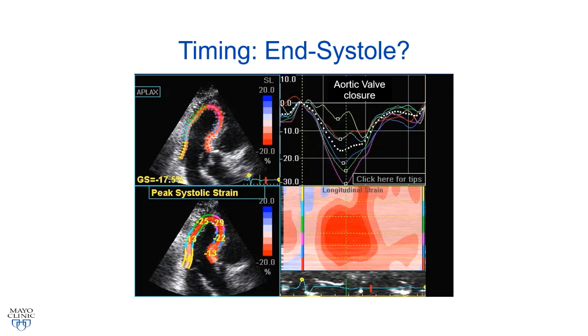If we look here at this yellow line, we can see we could measure strain at this point. That would be the peak systolic strain, the peak negative strain during the systolic phase of the cardiac cycle. We could measure it at this point, that would be end systolic strain, or we could measure it at this point, the peak strain, regardless of the phase of the cardiac cycle. In general, in clinical practice, we look at the global longitudinal peak systolic strain, the peak strain during the systolic phase of the cardiac cycle.